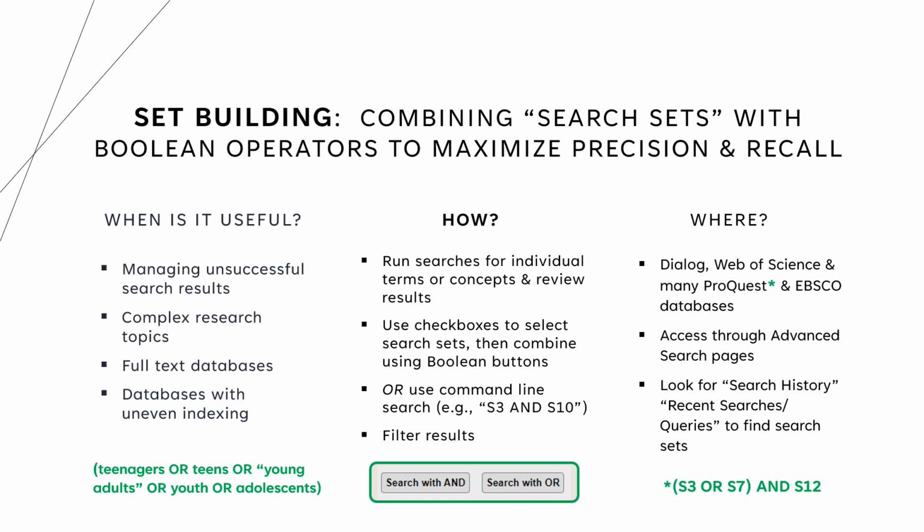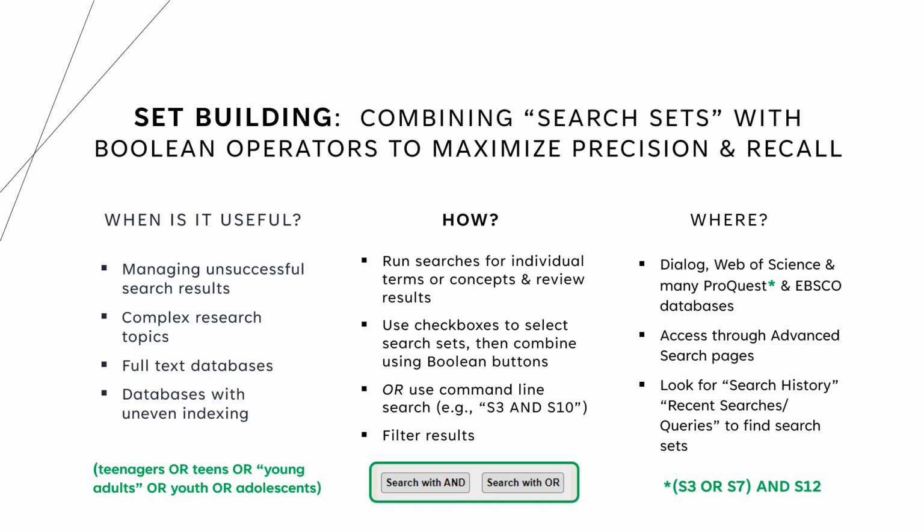Next, combine search sets using the Boolean operators from the advanced search screen. In many databases, this can be done from your search history page by clicking on the checkboxes directly to the left of each search set result and selecting the AND or OR buttons.